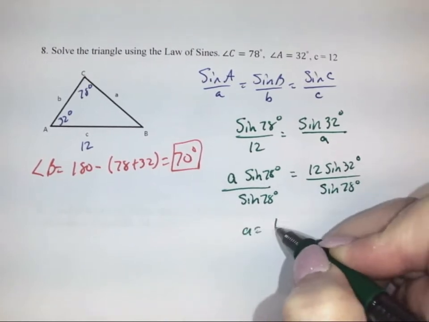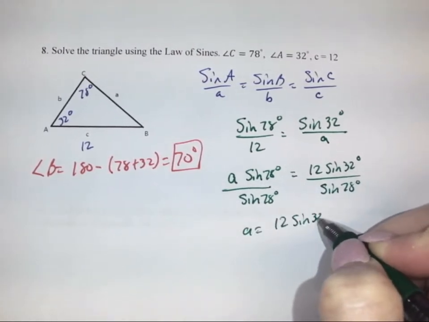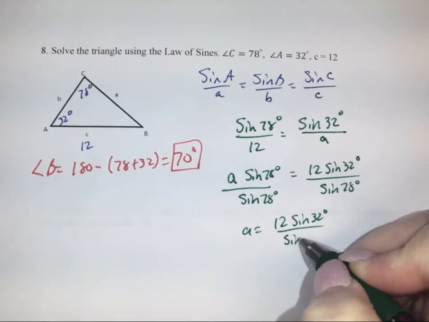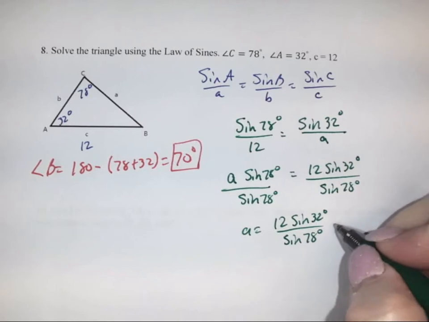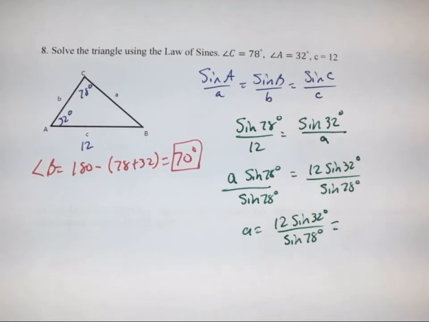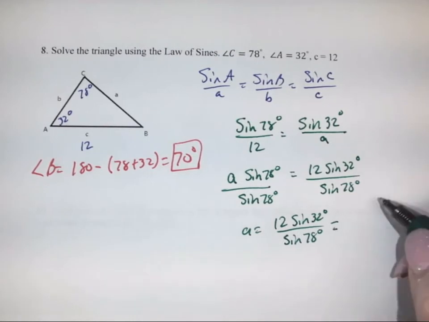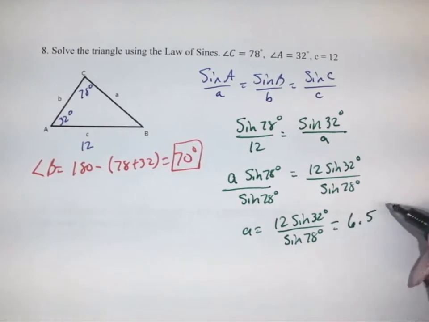So A is equal to 12 times the sine of 32 degrees over the sine of 78 degrees. Now I will tell you it's best that you rewrite this so you can really see what you're doing and don't try to just jump steps. The more work you show, the more credit you can get. You should be in degree mode because you're putting in degree angles, and you should get 6.5.